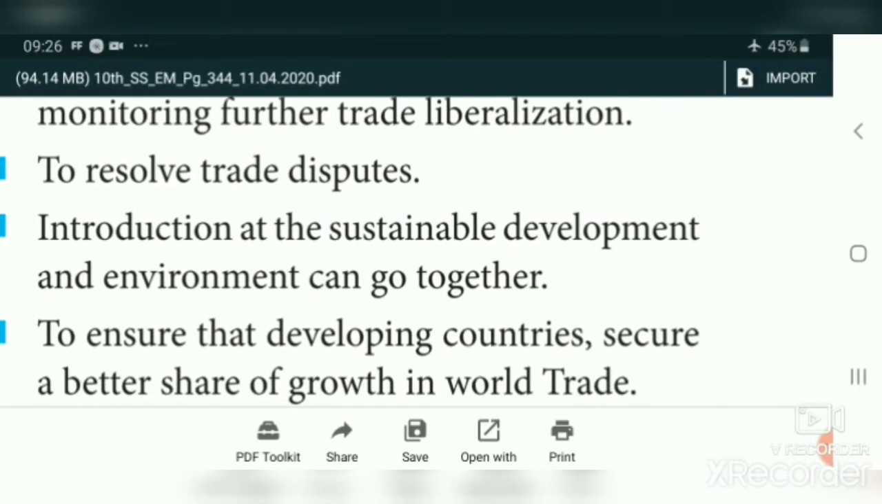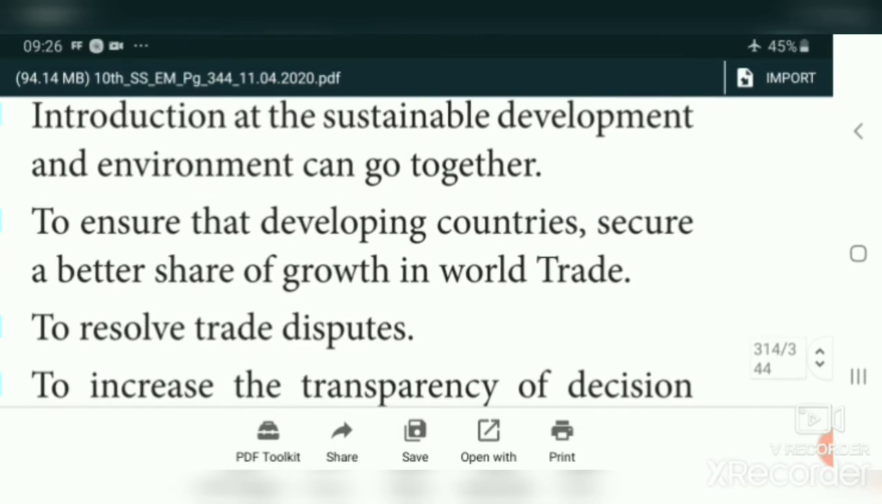Introduction of sustainable development and the environment can go together. Another important aim of the World Trade Organization is sustainable development, gradual development, and also to protect the environment. Along with the environment, we must improve. It ensures that developing countries secure a better share of growth in world trade. In international trade, the developing countries should attain a better share. They should increase their GDP level.